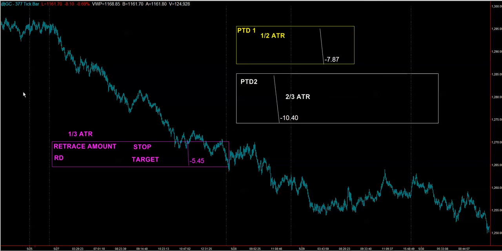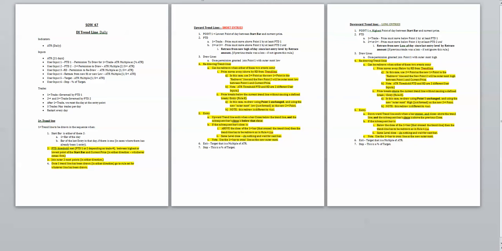I'm going to talk about SOW 47. The first thing I want to draw your attention to is that it is very similar to SOW 42, which is DJ trend lines. In fact, everything marked in yellow highlight is the same. What is not is new. I will draw your attention to what is new.